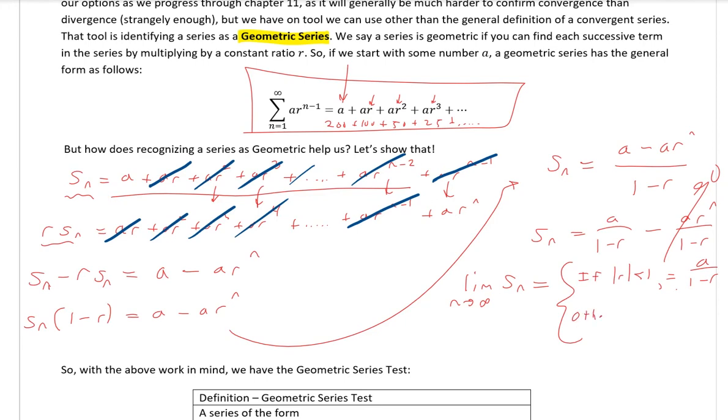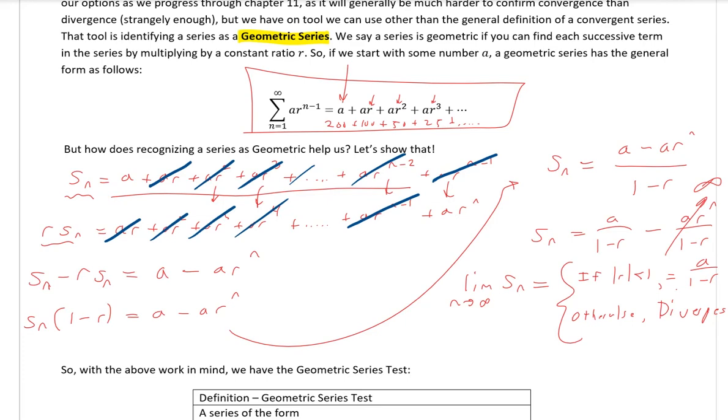Otherwise, if absolute value of r is not less than 1, so it's not a fraction really, if it's an improper fraction, that means the numerator would be bigger, taken to an n power. This is going to go to infinity. So that means it diverges. That's what a geometric series does for us. Depending on the ratio you're multiplying by, that will tell you if this is going to converge or diverge.